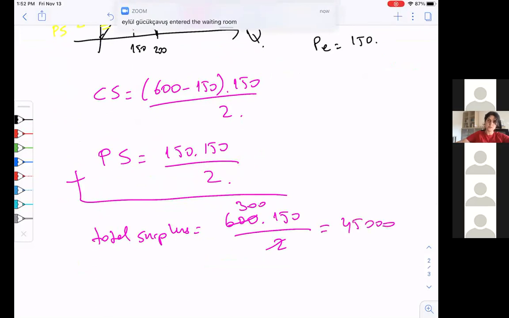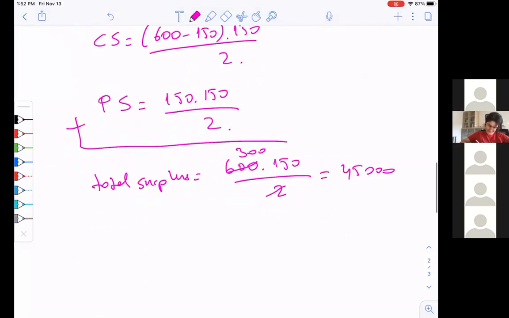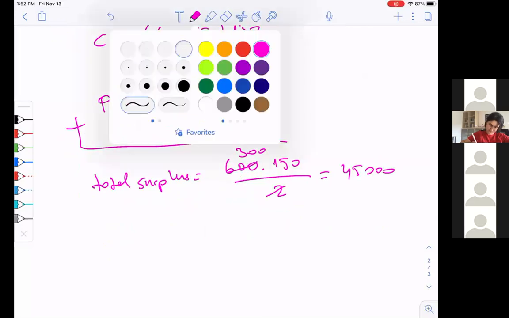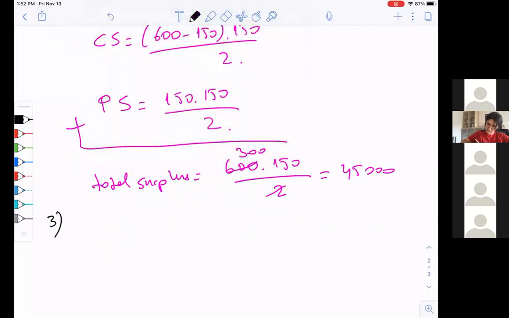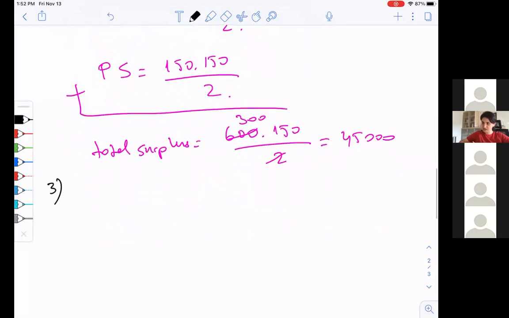Something like this. Let's do the third question. Do you have any question about the second one? Now for question 2, suppose a 40 Turkish lira specific tax is imposed on buyers. Calculate new consumer surplus and producer surplus after the tax. Calculate tax revenue and deadweight loss.